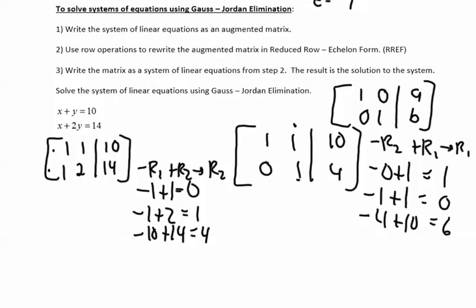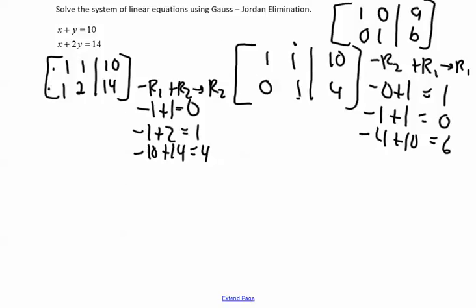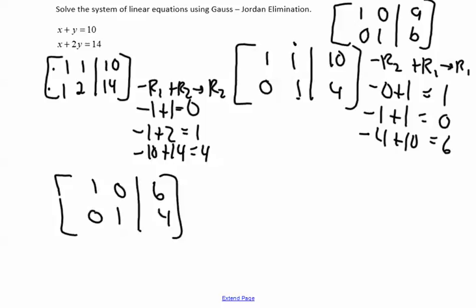So below, I will write this. Okay? So row 1, and then row 2 does not change. So we know x is 6, and we know y is equal to 4. So my solution here is going to be 6, 4. And again, very easy to check. Check both of the original equations. 6 plus 4 is 10. 2 times 4 is 8. 6 plus 8 is 14. So this is a solution to the system.